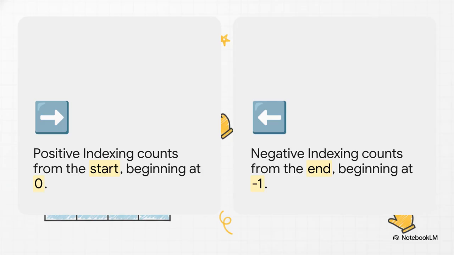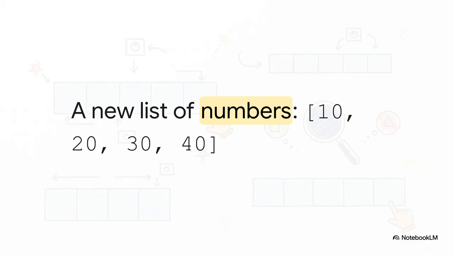So, what do you do? This is where negative indexing is just brilliant. While positive indexing starts at 0 from the left, negative indexing starts counting from the right, and it begins with -1. So -1 always means the last item. Always. -2 is the second to last, and so on. It's like a mirror image that just works. Let's see it in action.